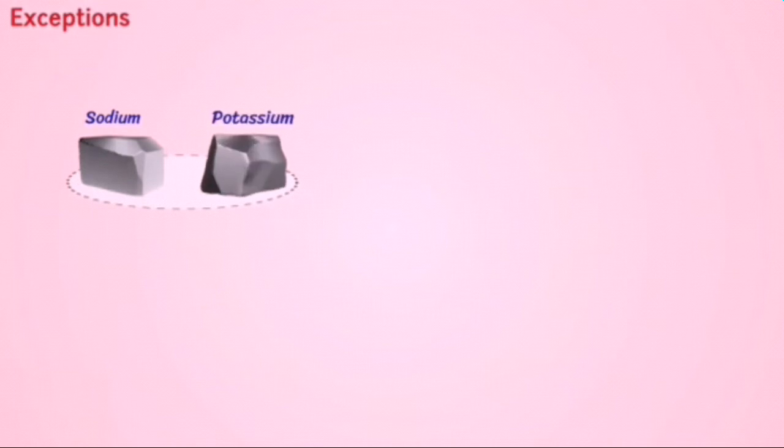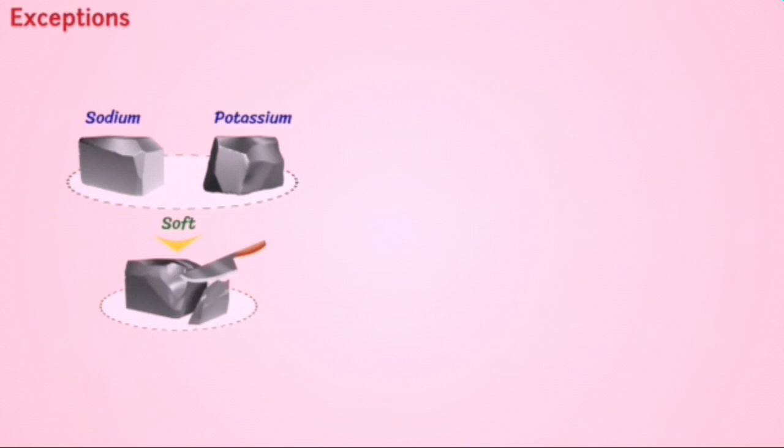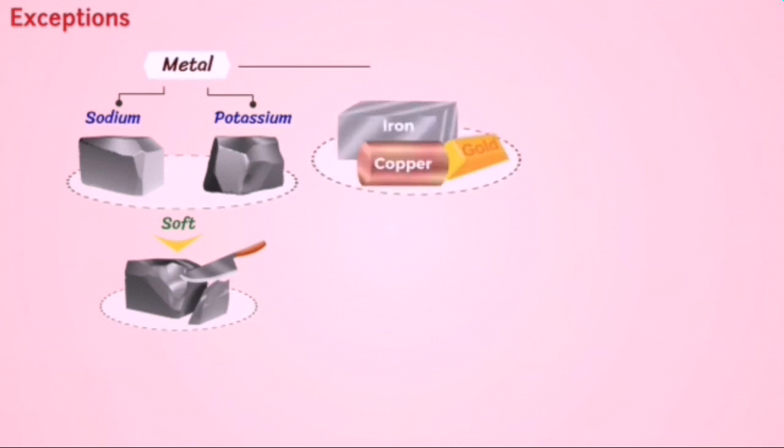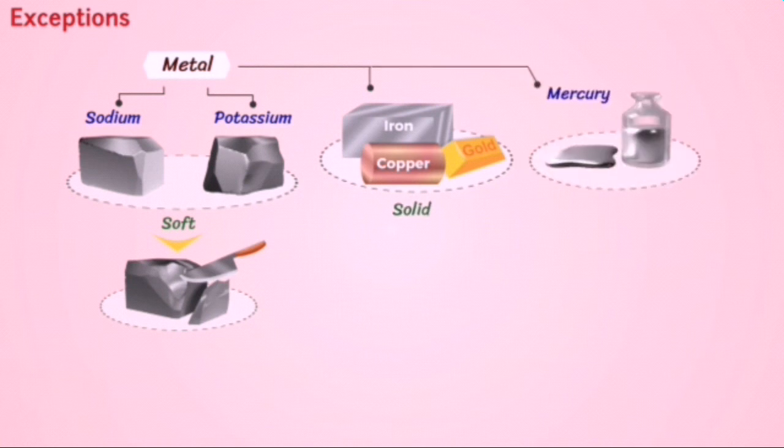Exceptions. Sodium and potassium are soft and can be easily cut by a knife. However, these belong to metals. Similarly, all metals are in solid state except mercury. Mercury is in liquid form.